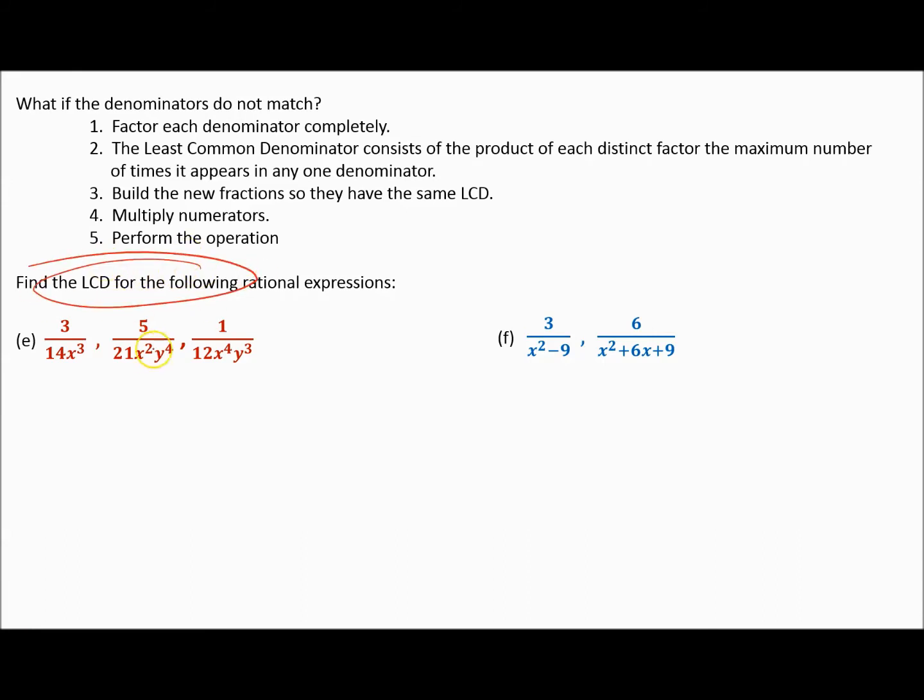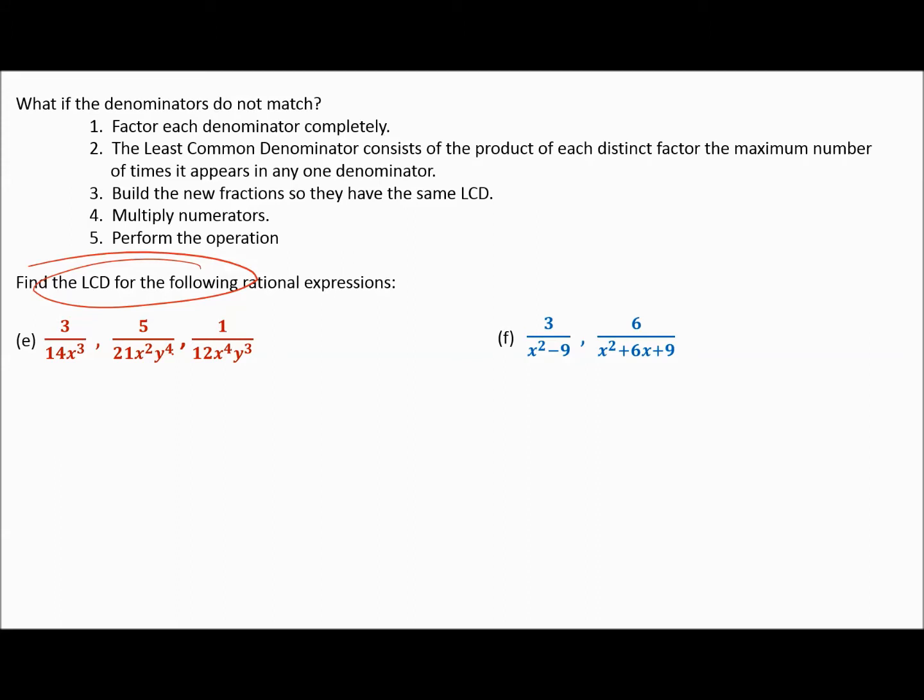Now notice our three different fractions. These are all factored already. And all factored means is multiplied together. A factor is something being multiplied times something else. So 14 is a factor, x to the third is a factor, 21 is a factor, x squared, y to the fourth. You get it, okay?